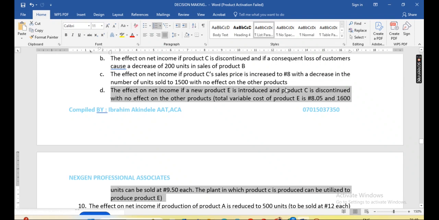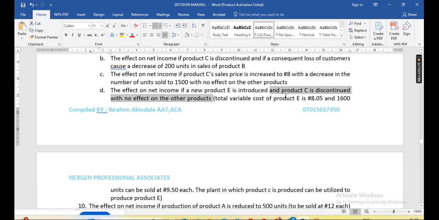When you introduce a new product and you discontinue product C, don't forget, product C already has a negative contribution. When you decide to discontinue product C, you will have a savings, because the money that you're supposed to spend on product C, you will save it. That savings is like your profit.